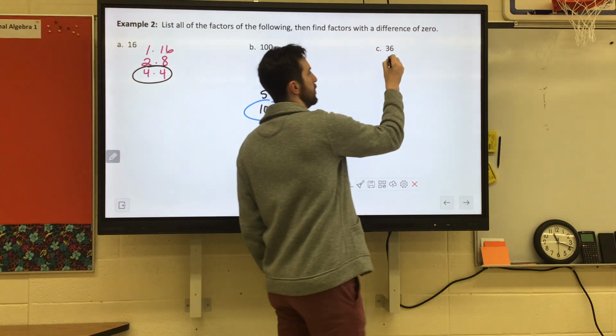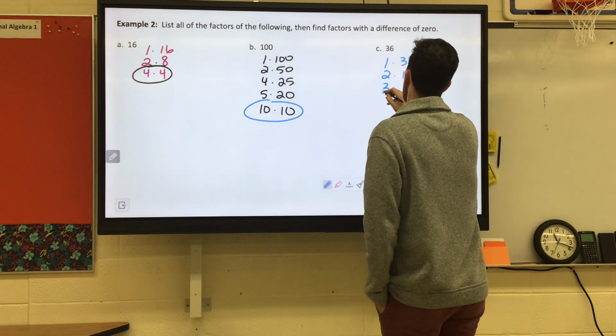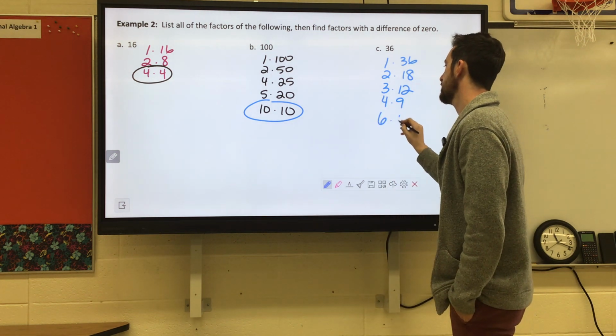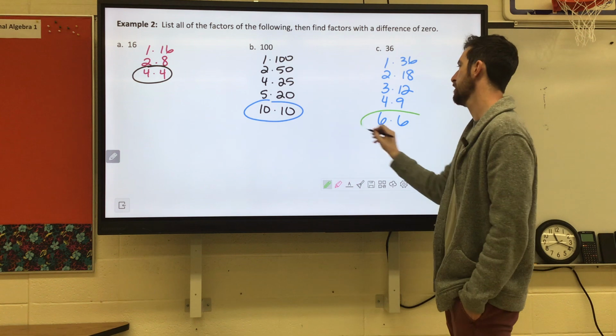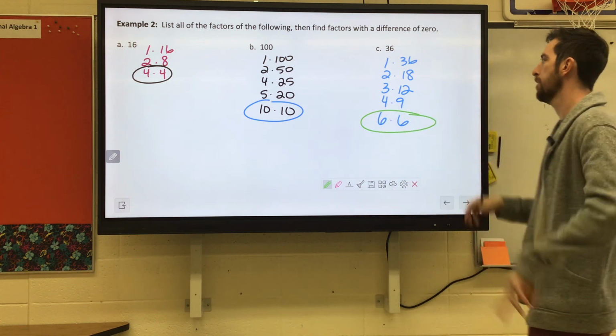Now we're working on 36. 1 and 36, 2 and 18, 3 and 12, 4 and 9, 6 and 6. Which one of those are 0 apart? 6 and 6. Unbelievable.